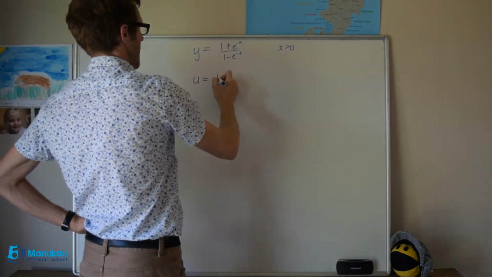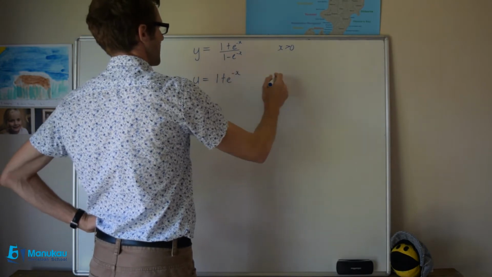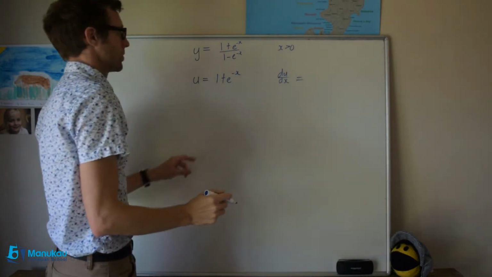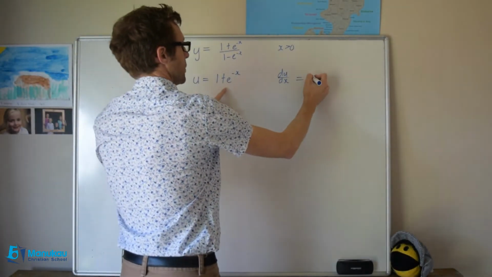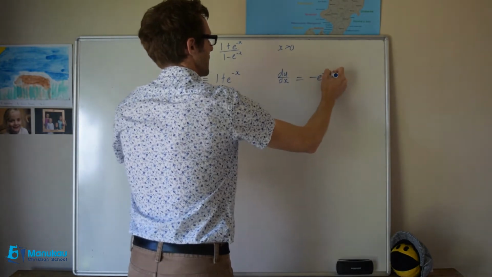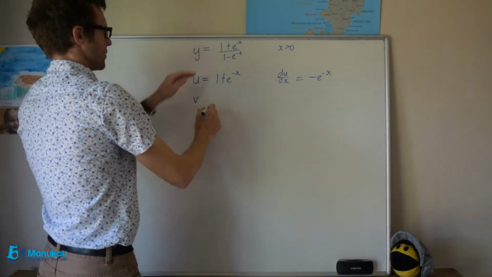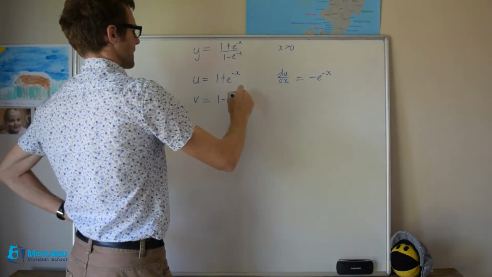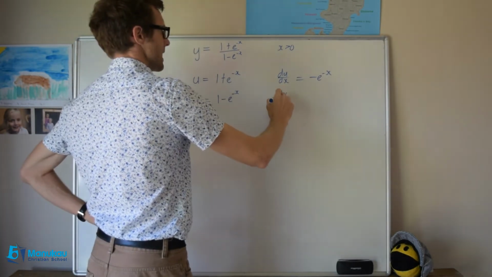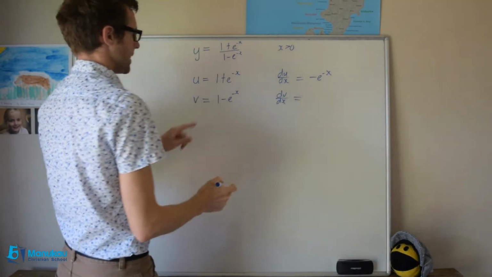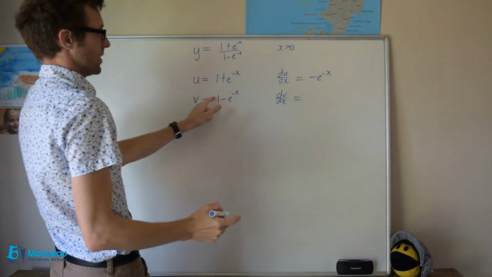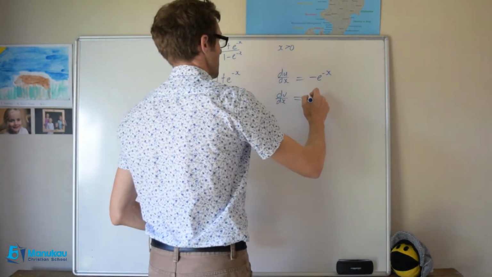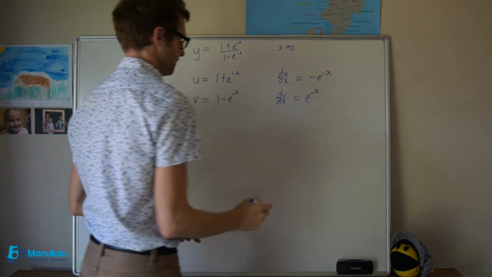u is equal to 1 plus e to the minus x, and therefore du/dx is going to be, well, that drops out and we'll end up with minus e to the minus x. Now we do the same for v, which is our bottom one, 1 minus e to the minus x. So therefore dv/dx is simply going to be, well, this drops out. Minus 1 times minus 1 is positive, so it'll be e to the minus x.